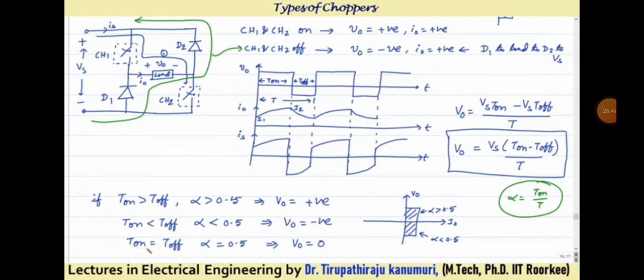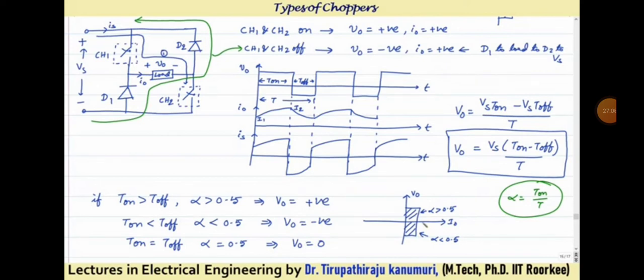And when T on is equal to T off, alpha is nothing but 0.5. You can substitute T on equal to T off, and the value of output voltage becomes equal to 0. So we can observe here that the average output voltage can be either positive, negative, or 0, but the current is always positive or 0. So current is positive, voltage is positive or negative.